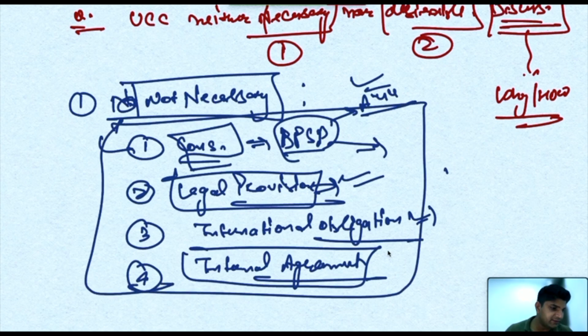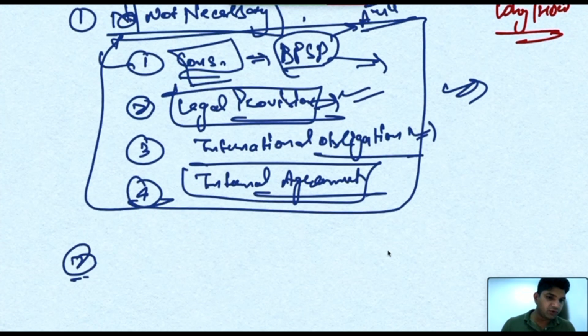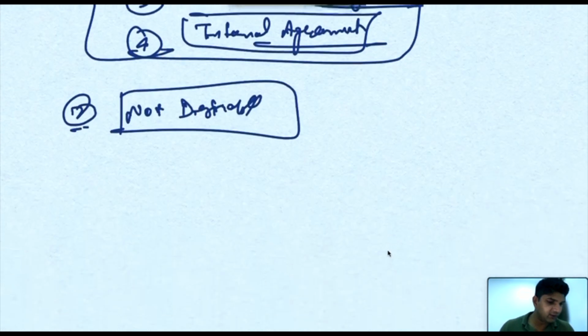So this became the answer of your necessary part. Now comes the desirable part. Most of the people have written the answer on not desirable. Okay, why is it not desirable? They give you all those reasons.